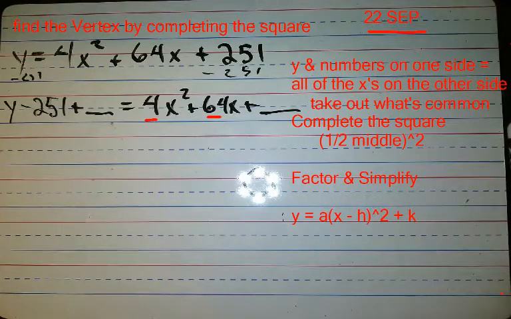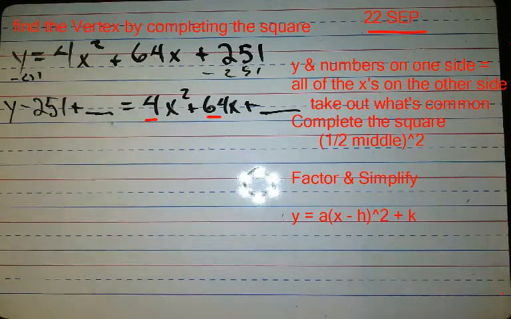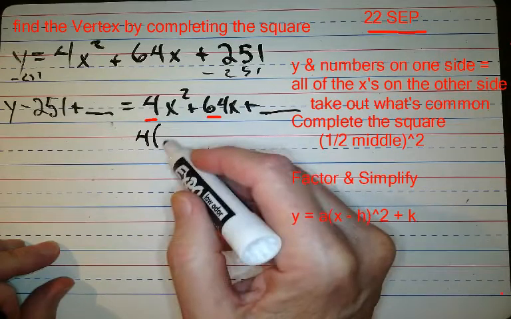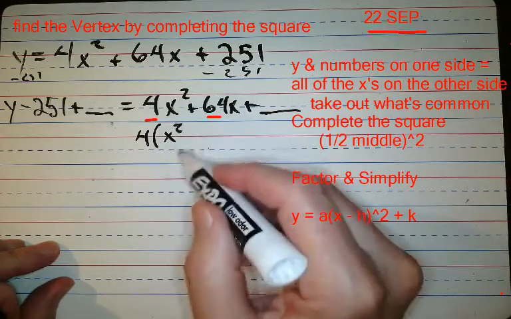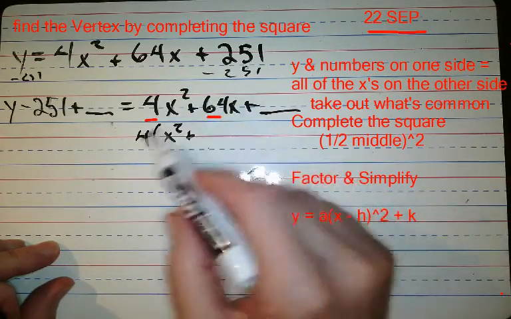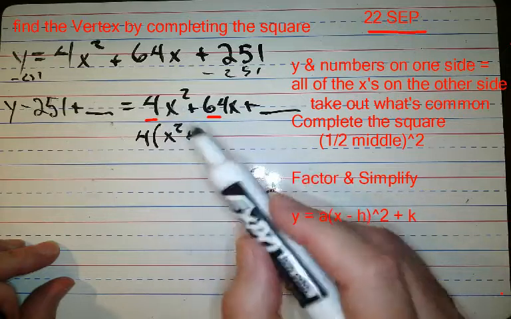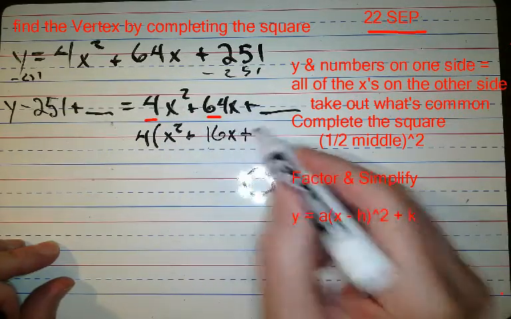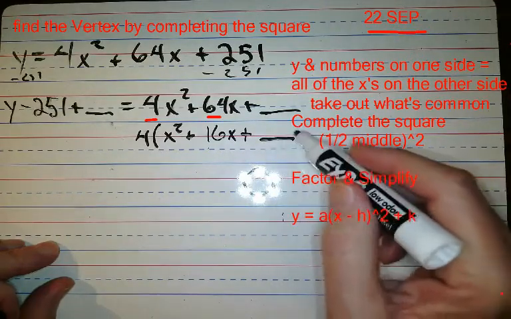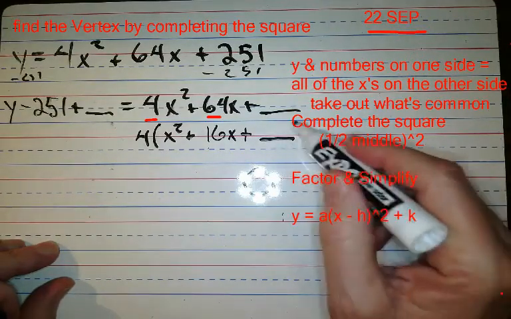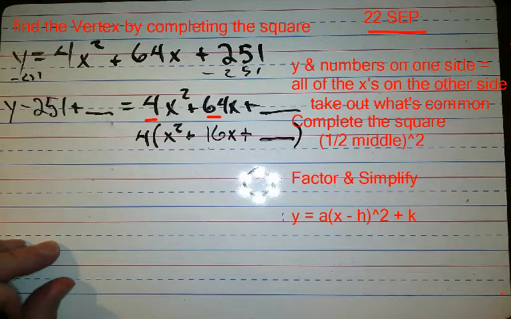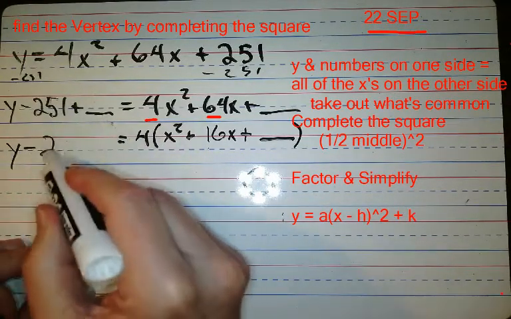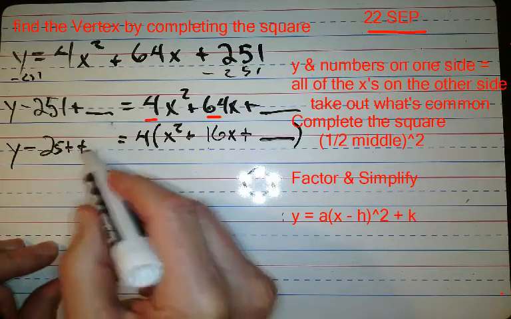So I'm going to do that. I'm going to have 4 on the outside. And then x squared plus, now I have to divide by 4. I divided by 4 here. That left me with this. If I divide by 4, I get that. And there we go. Now then, over here, nothing changed. Same old, 251 plus I don't know what.